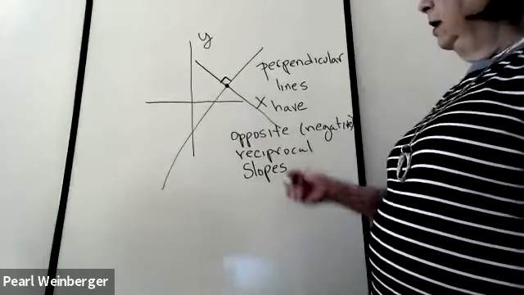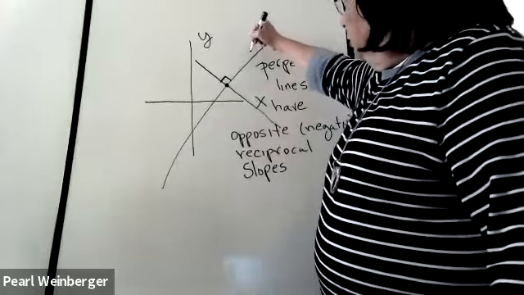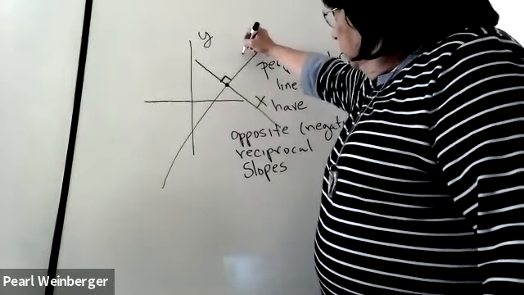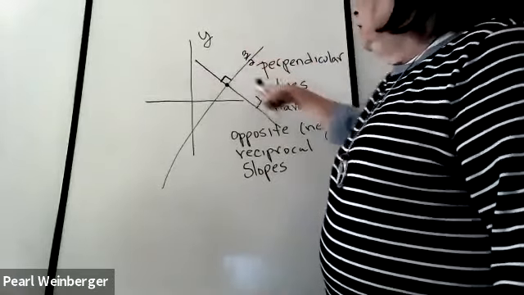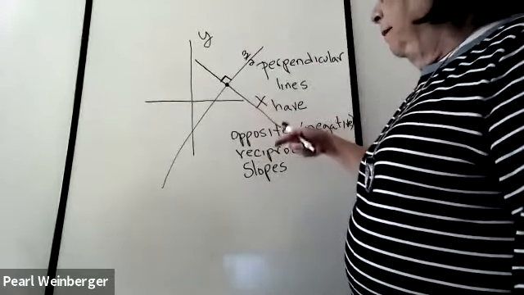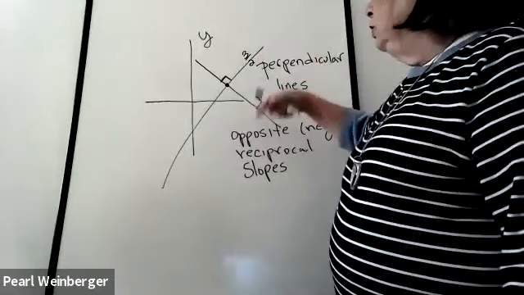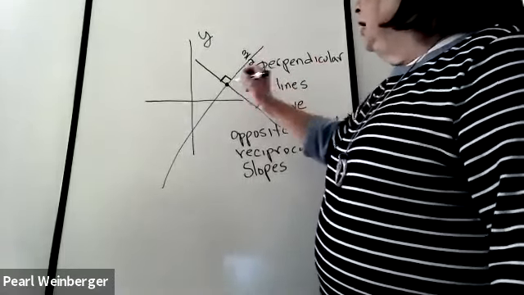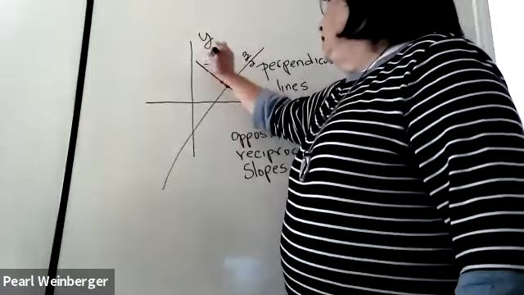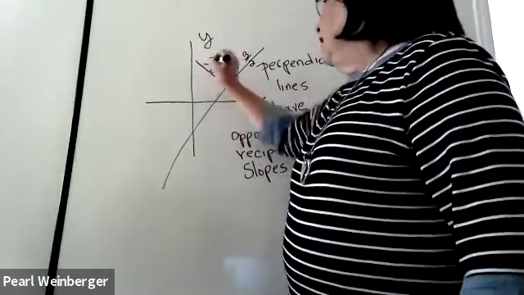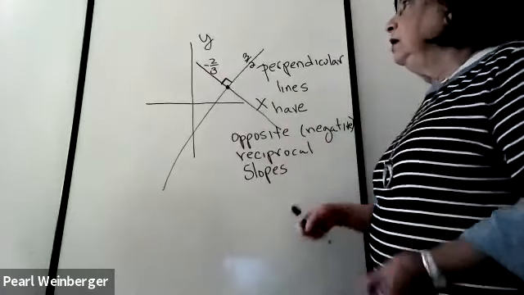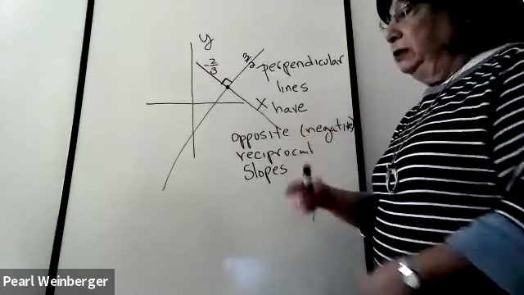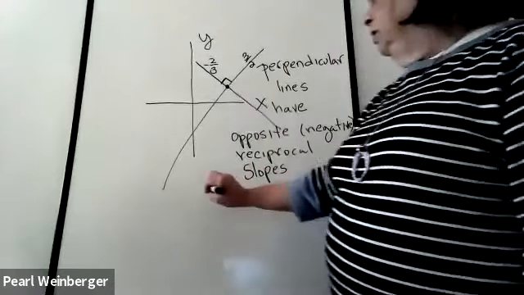What does that mean? Let's say I told you the slope of this line was 3/2. Then the slope of this line would have to be the opposite reciprocal of that, which means flip it over and change its sign. It would be -2/3. The opposite, or negative, means it's the opposite sign. The reciprocal means it's flipped over.